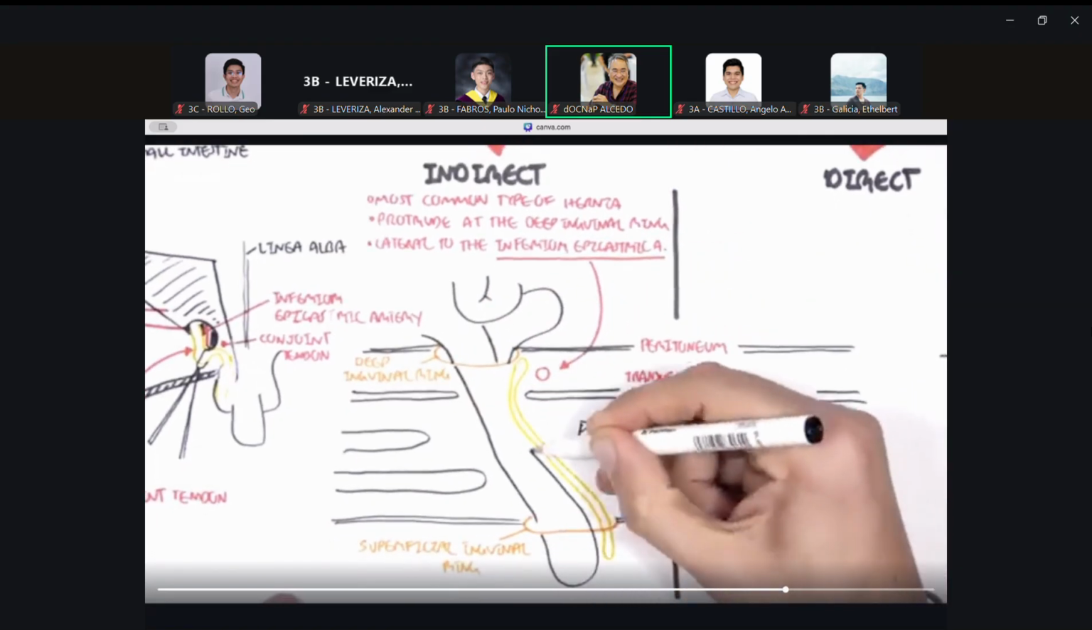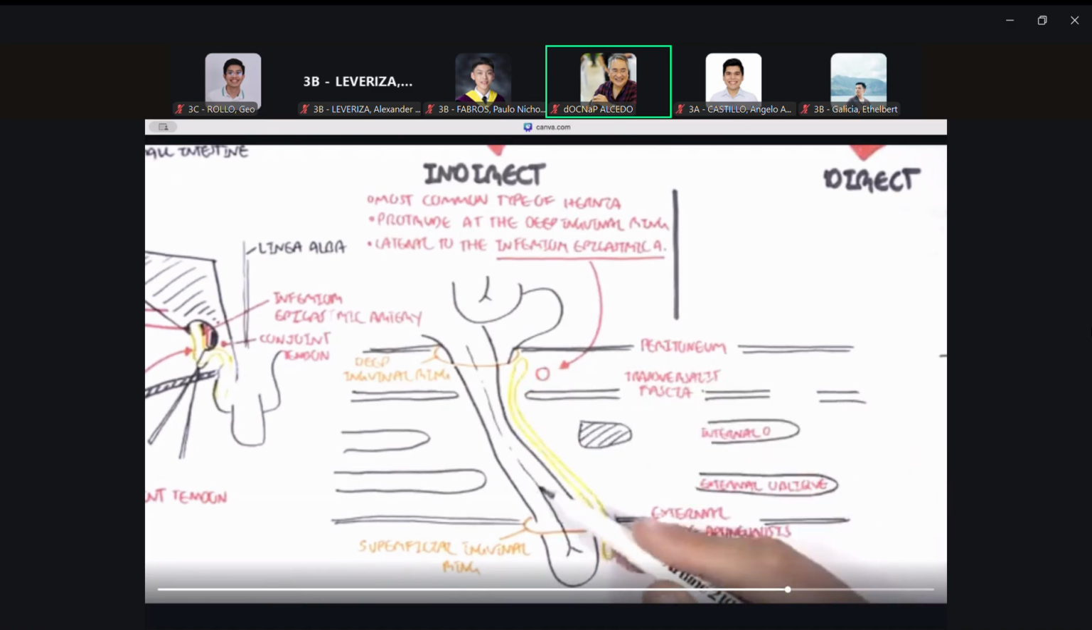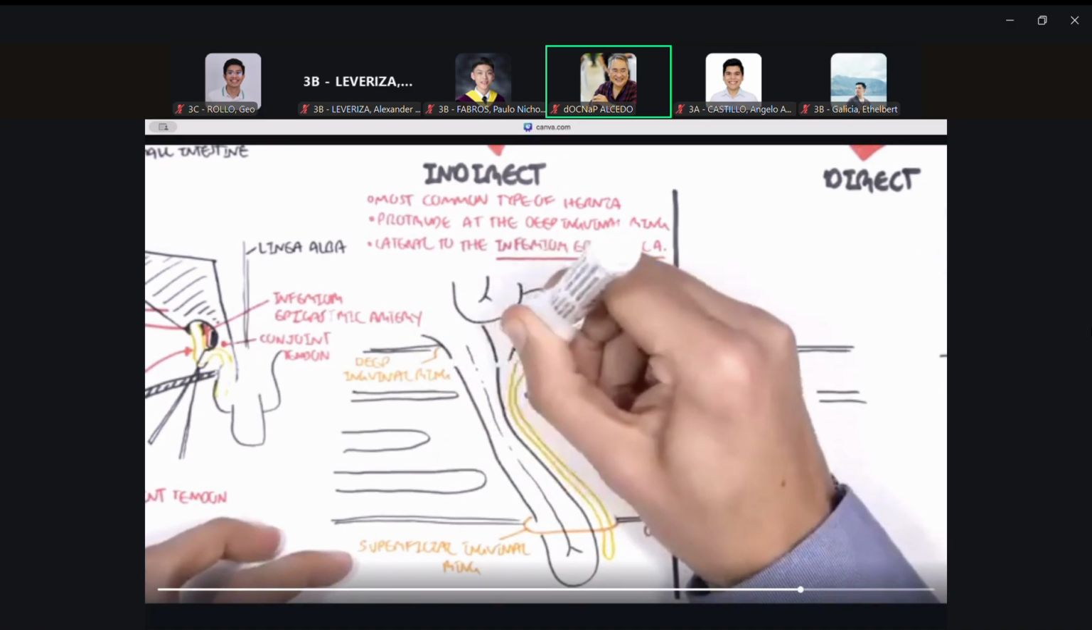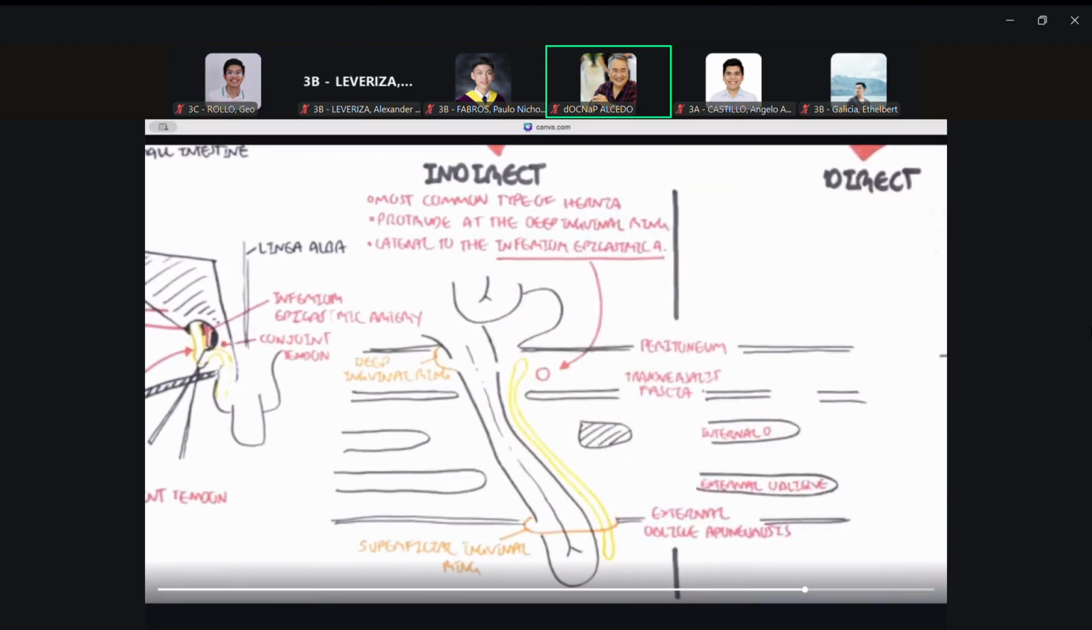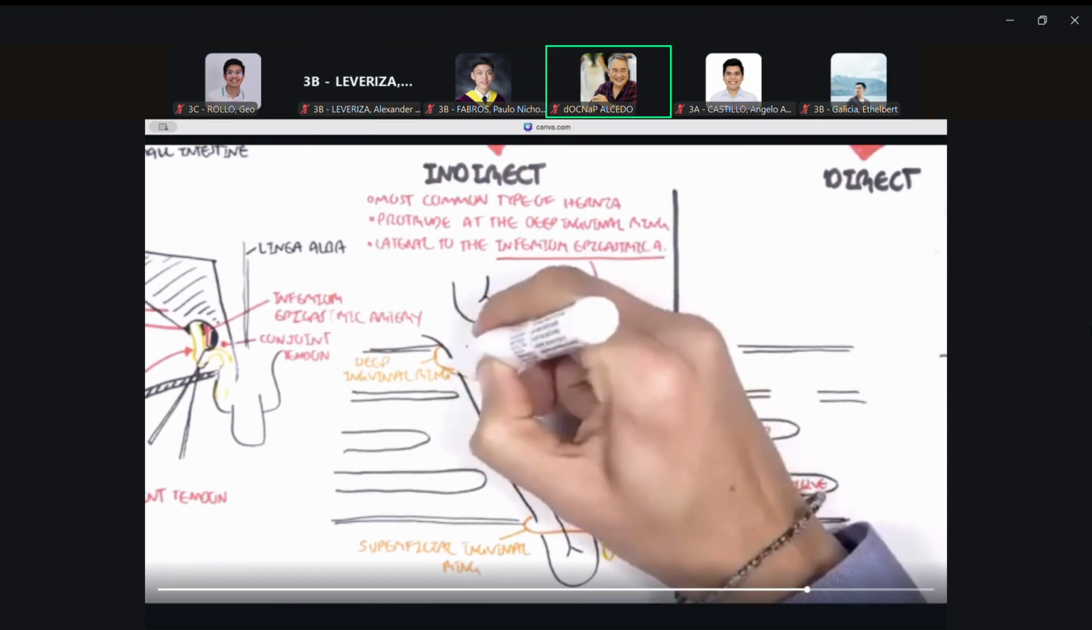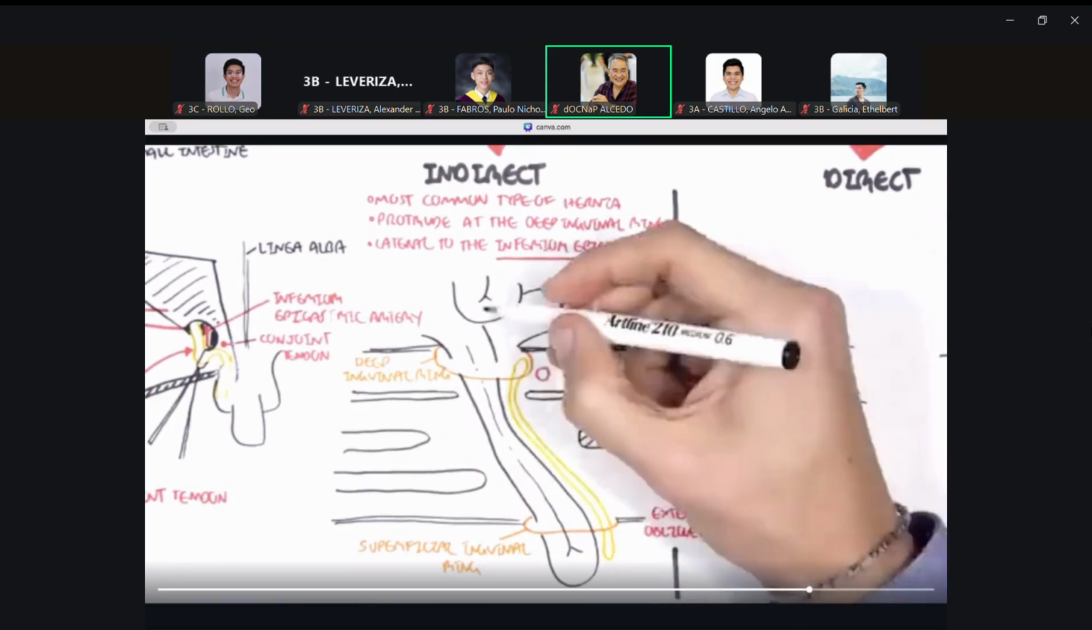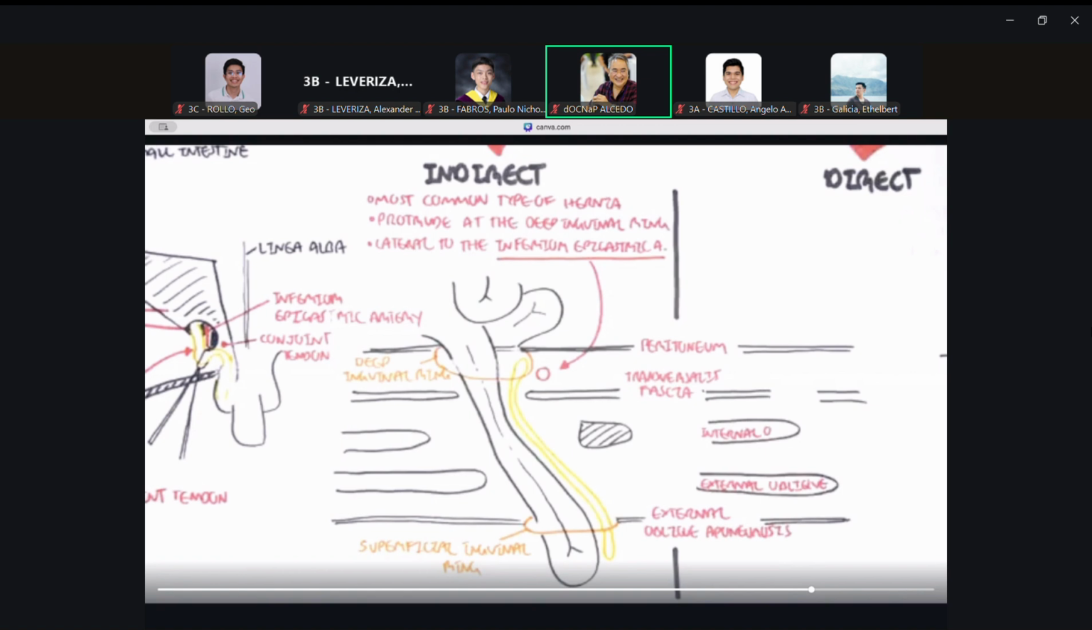And so an indirect hernia is where the intestine will go through the deep inguinal ring and then through the superficial inguinal ring and essentially bulge out. So I hope that made sense. And again, the indirect inguinal hernia occurs lateral to the inferior epigastric artery, and essentially follows the same pathway of the spermatic cord as shown.